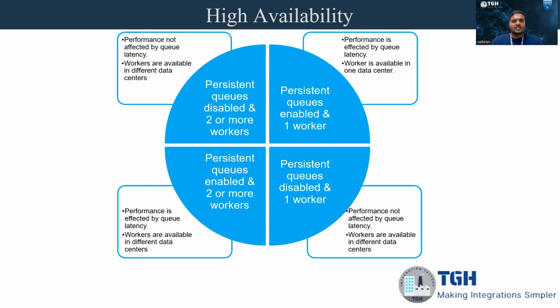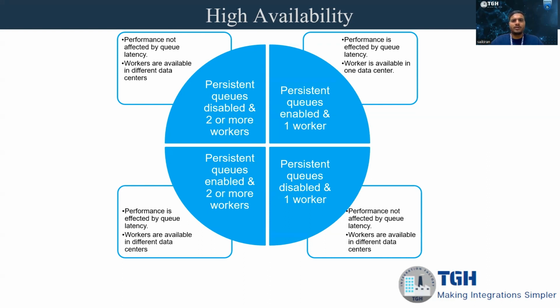In the third use case, persistent queues are enabled and two or more workers are used. Here we have high availability, and the data will be stored in the persistent queues. If one worker has an outage, the other will take care of the execution, and we will also not lose any messages because they are stored in the persistent queues. So we can see that our app is running without any outage at all. This kind of application may need more licensing, and they need to bear some latency during the executions.